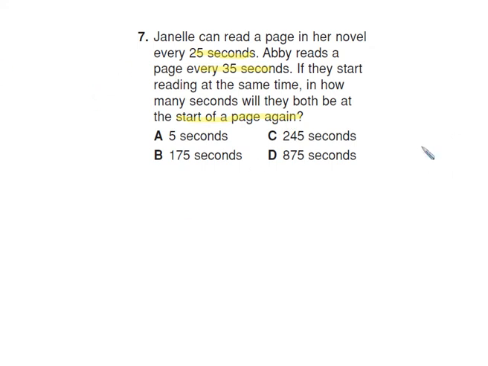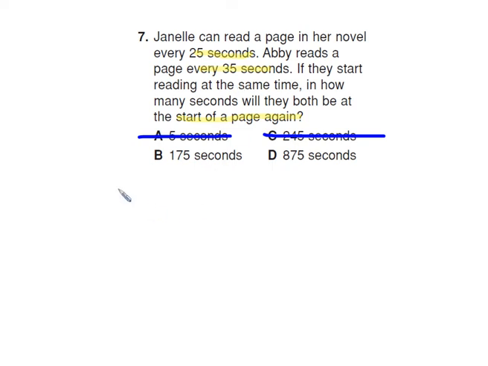Hopefully you can too. 25, 50, 75, 100. And I can recognize a number that's divisible by 25 easily. So I can look here and I know that 5 seconds is not divisible by 25. I can just say eliminate. Is 45 divisible by 25? Nope, I can eliminate that. So I can write all the multiples of 35.